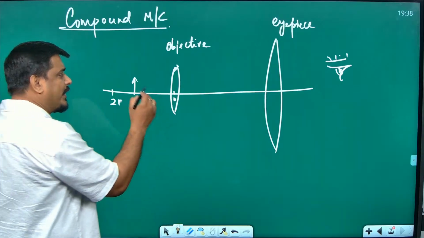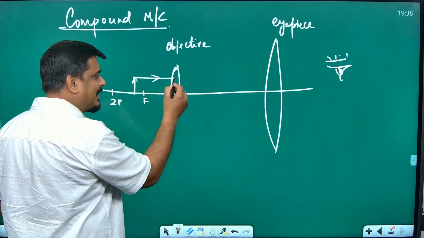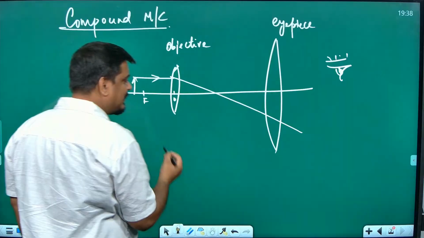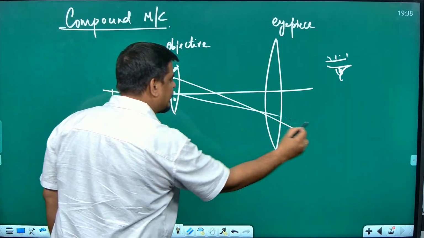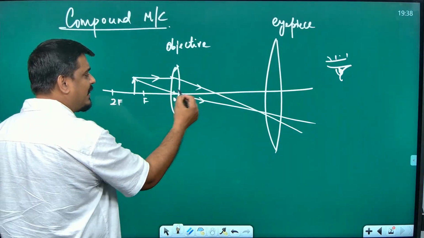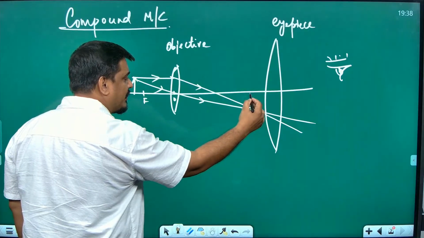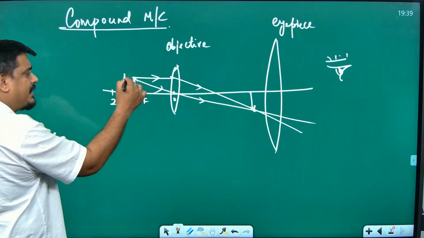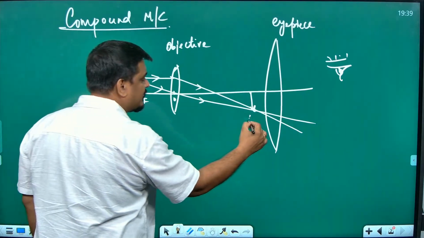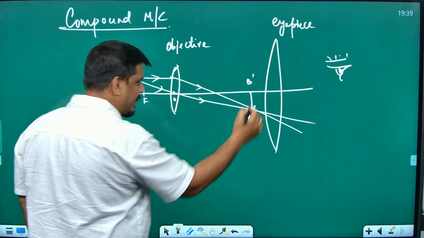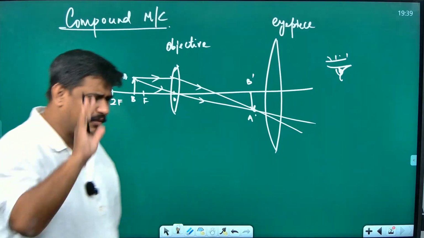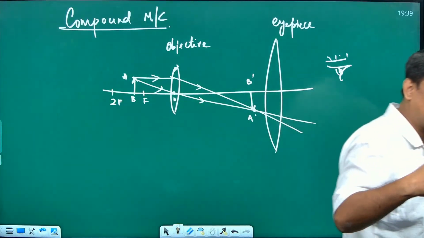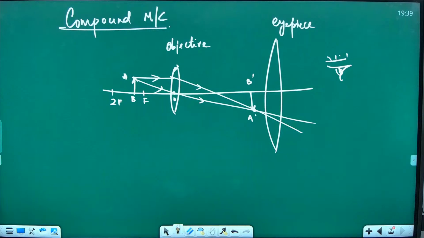So what I'll do, I'll keep the object between F and 2F. And now I'll draw two rays. One ray passing parallel to principal axis and passing like this. Second ray passing through optical center. They both meet somewhere like this. And here is what forming? My image forming. If this is AB, it is going to be what? A dash, B dash. I'll give time for drawing. Pay attention. Understand how it works. The logic of it should be very clear to you.